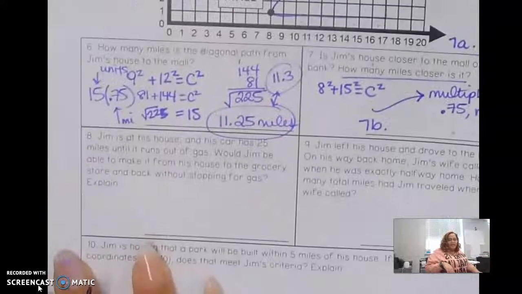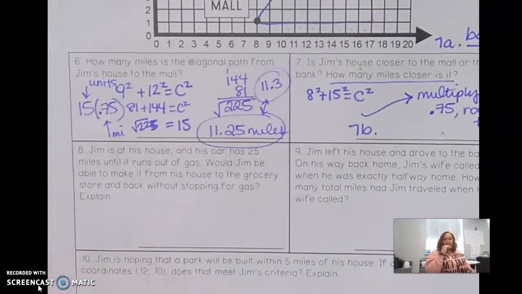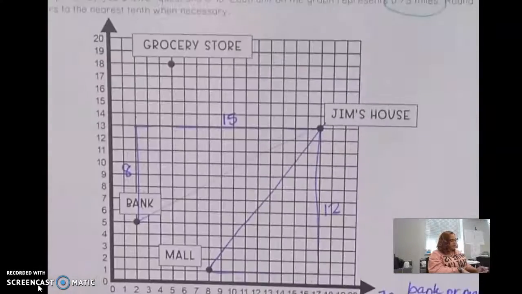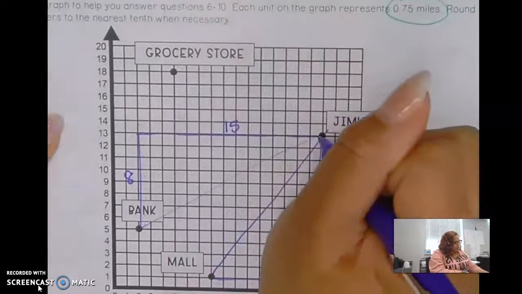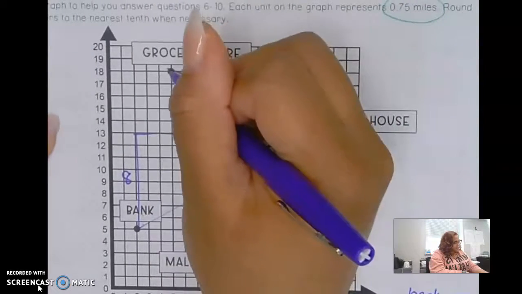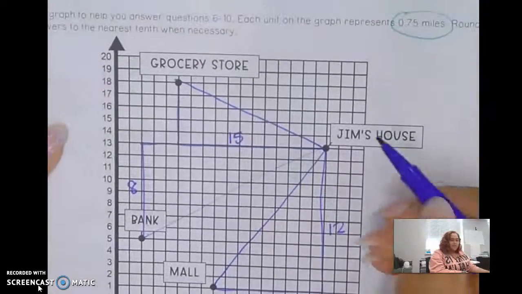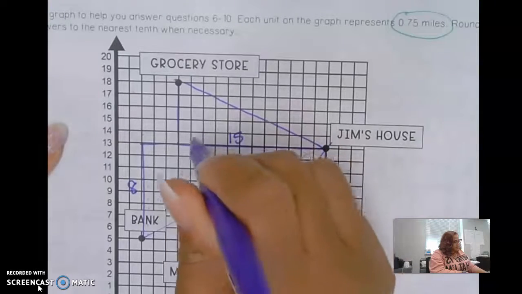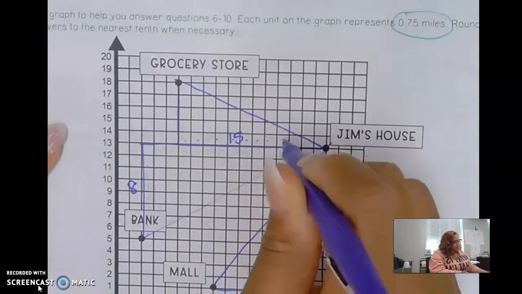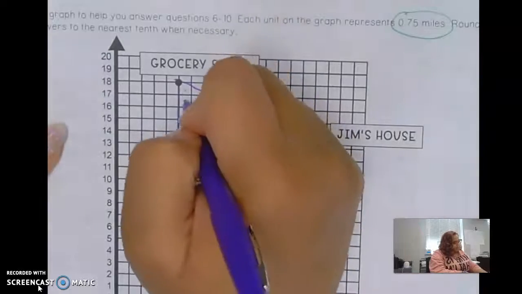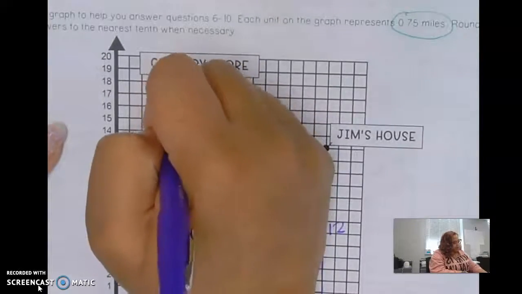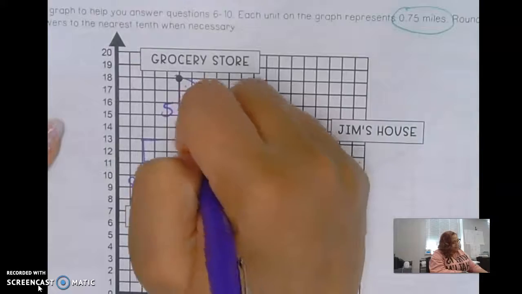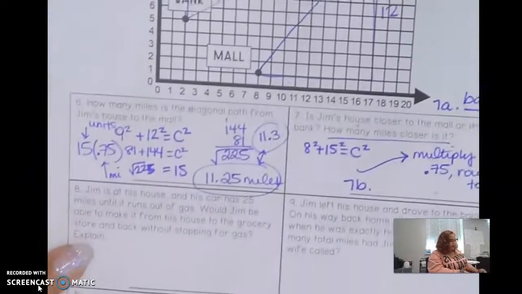All right, number 8. Jim is at his house and his car has 25 miles until it runs out of gas. Would Jim be able to make it from his house to the grocery store and back without stopping for gas? So let's go to his house, house to grocery store, draw a line. All right, so this is not 15. This is actually 1, 2, 3, 4, 5, 6, 7, 8, 9, 10, 11, 12. 1, 2, 3, 4, 5. So this is 5. And all right, 12 over here. Kind of weird, getting a little mixed up.